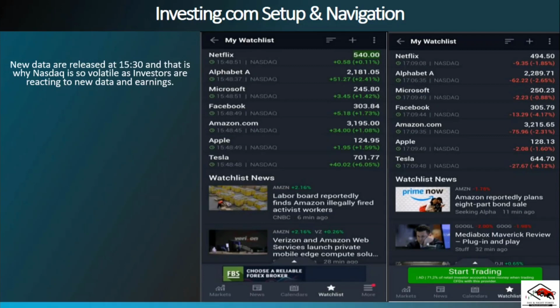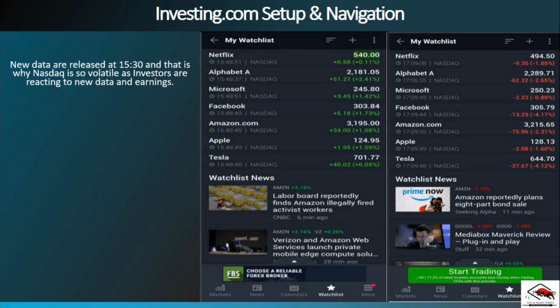So here's a quick explanation on how things work here on investing.com with the fundamentals on Nasdaq. On your watch list, you watch your changes of the stocks. And then before the New York session opening at 3:30, this is GMT +2 South African Standard Time. So if you are in a different country, just check on what time the New York session opens in your country, right? So before the New York session opens, the data that you have is just the pre-market data, right? So new data is released every day at 3:30 GMT +2 South African Standard Time. And that is why Nasdaq is so volatile at this time, as investors will be reacting to the new data and earnings that have been just released at this time.